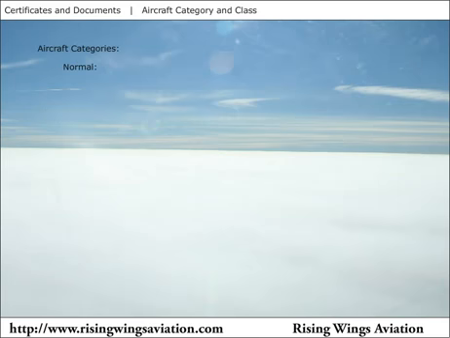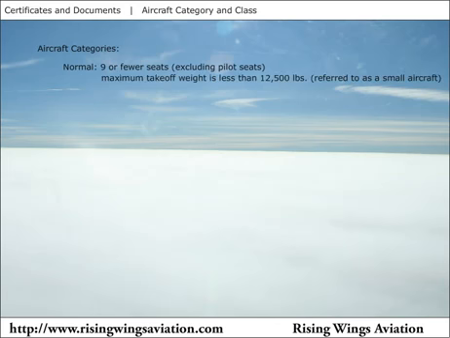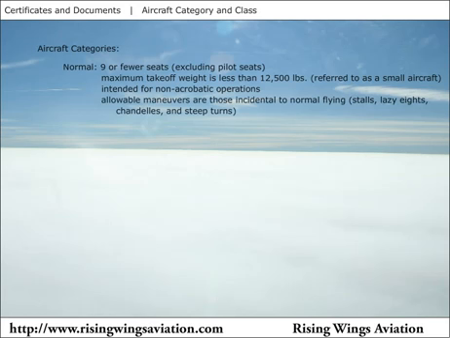A normal category of aircraft has 9 seats or less, excluding pilot seats, and has a maximum takeoff weight of 12,500 pounds. This is referred to as a small aircraft. It is intended for non-acrobatic operations. Allowable maneuvers for such an aircraft include those maneuvers incidental to normal flying. Typical training maneuvers, including stalls, lazy eights, chandelles, and steep turns, may be performed in a normal category aircraft so long as the bank angle does not exceed 60 degrees and no whip stalls are performed.